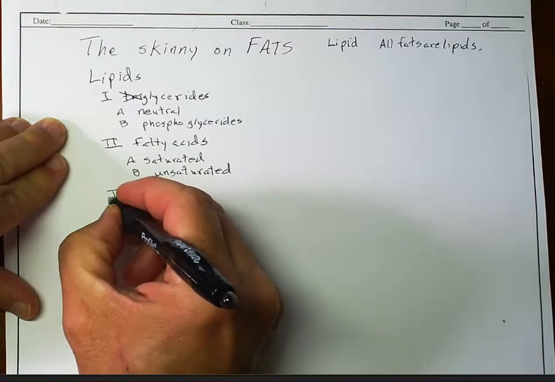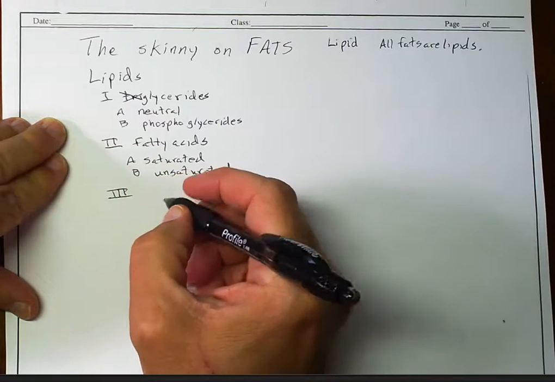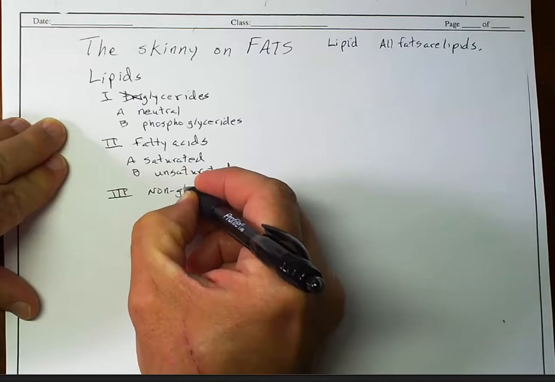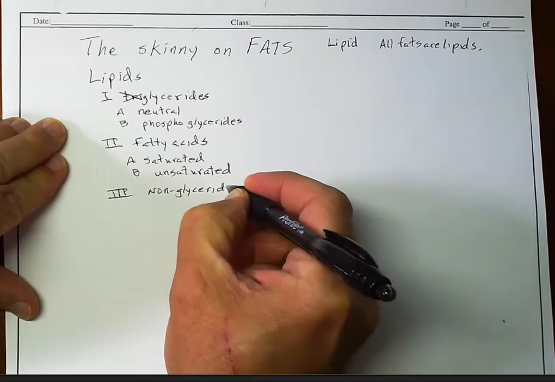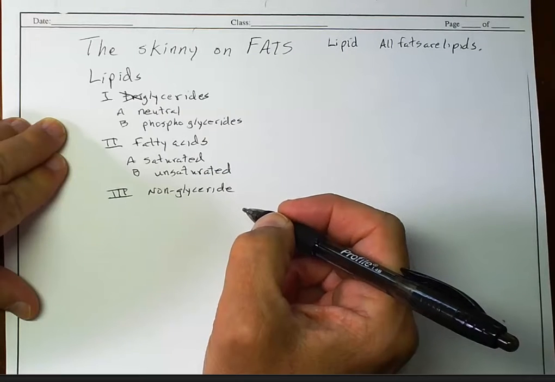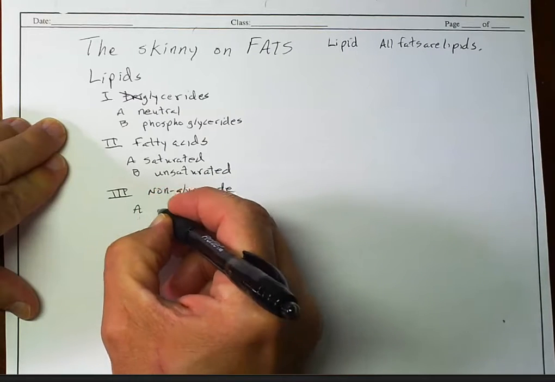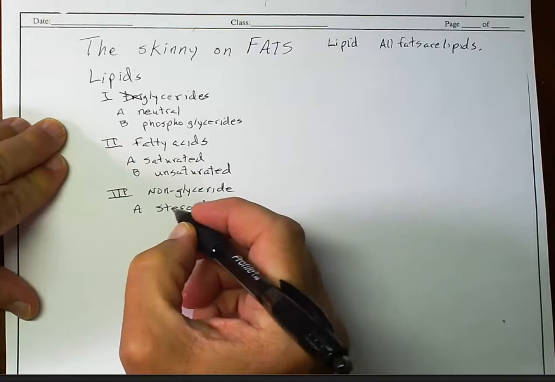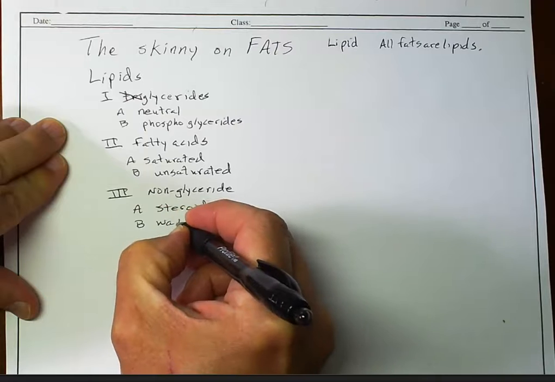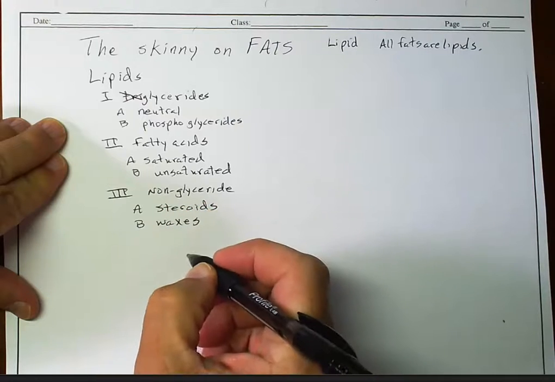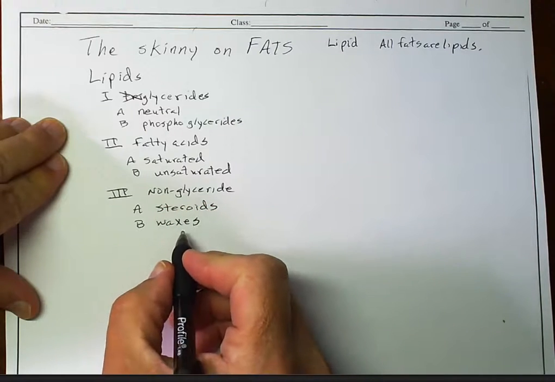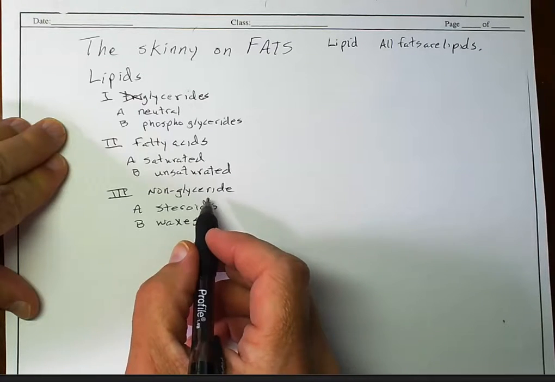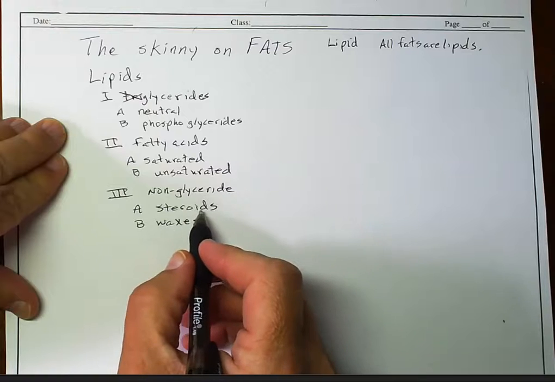A third category of lipid is the non-glyceride lipids. Those include steroids and waxes. You think about beeswax, you think about earwax, you think about a waxy coating on leaves of some plants. Those are non-glyceride lipids.